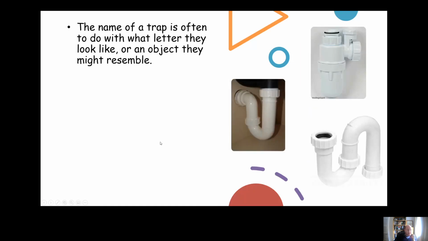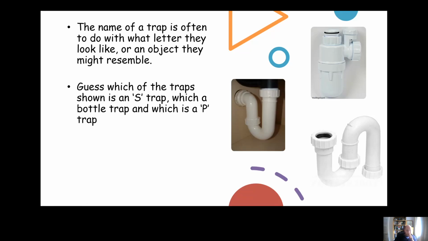So the name of the trap is often to do with a letter that they look like or an object they might resemble. So let's have a guess. Which ones would be known as an S trap, which one would be known as a P trap, and which one would be known as a bottle trap from the examples on the right here?